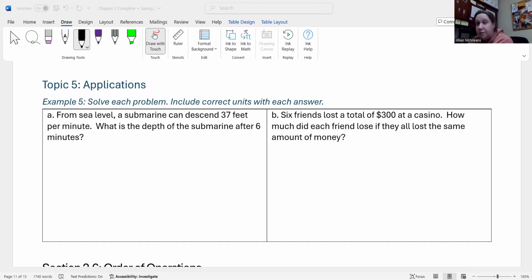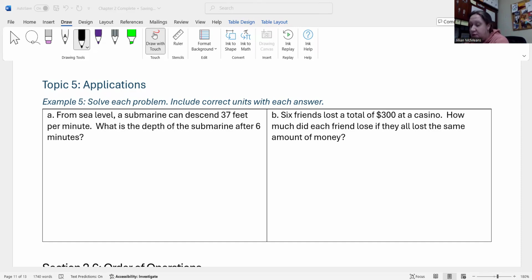Okay, so for topic 5, we're going to look at applications. We already know that just generally means word problems. Okay, so let's look and see what happens here. Example 5 says solve each problem, include correct units with each answer.